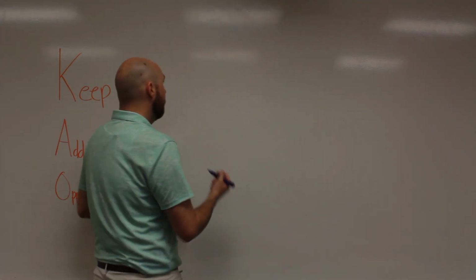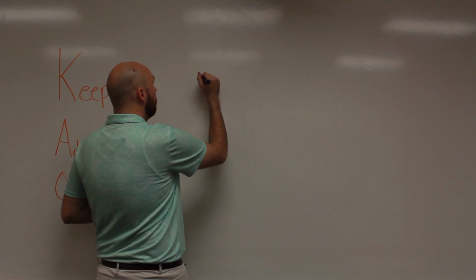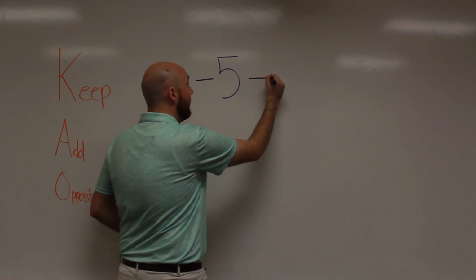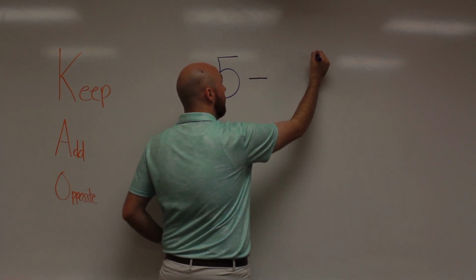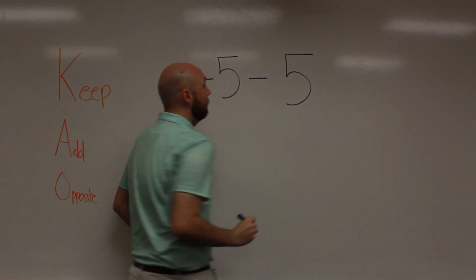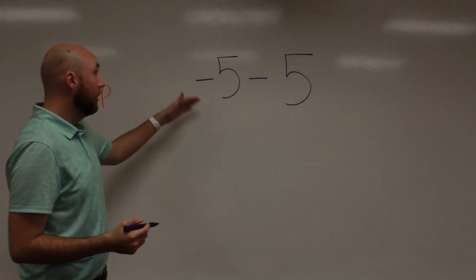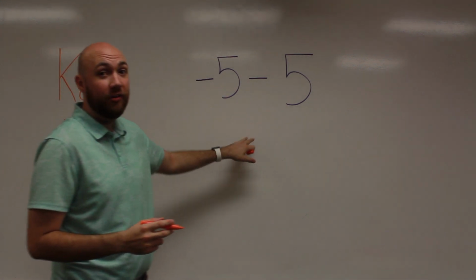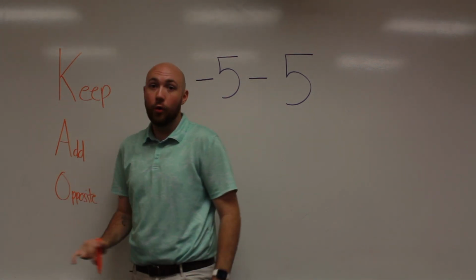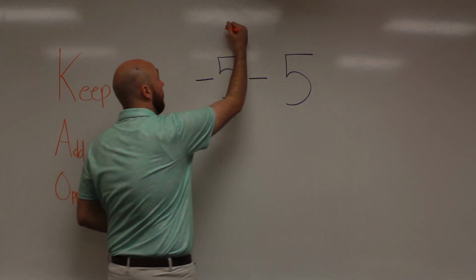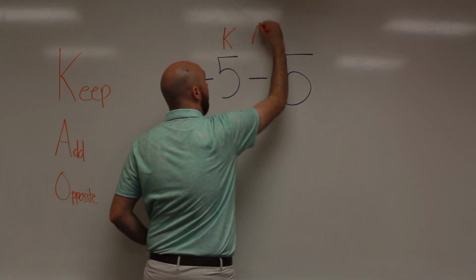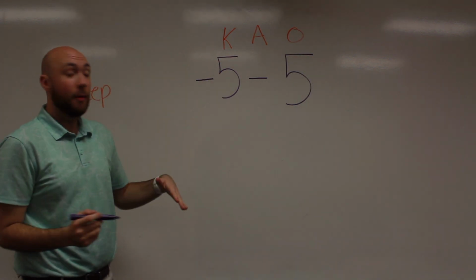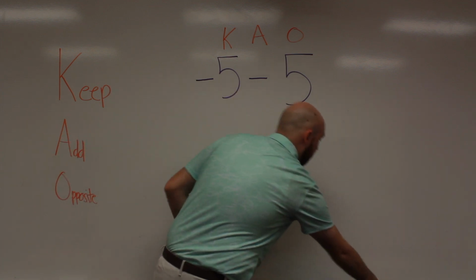So this time we'll do -5 first. We'll do it with a negative number first, right? Minus 5. We'll do -5 minus 5, right? So with our strategy, go ahead and label first, right? When you see a subtraction problem, go ahead and put KAO where they need to go, right? That should be our first step. Keep, add, opposite, right? That's the first step I'm going to do. So now I'm going to rewrite my problem. I'll rewrite it in red this time.